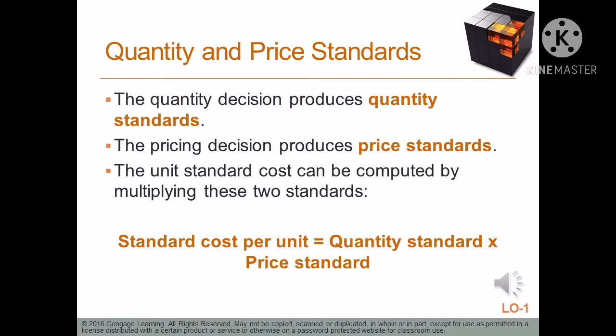Quantity and price standard. Quantity decision produces the quantity standard, while pricing decision produces the price standard. The standard cost per unit can be computed by multiplying quantity standard and price standard.